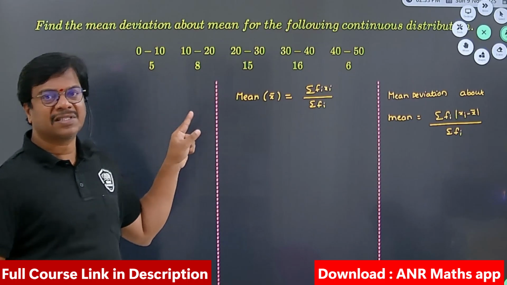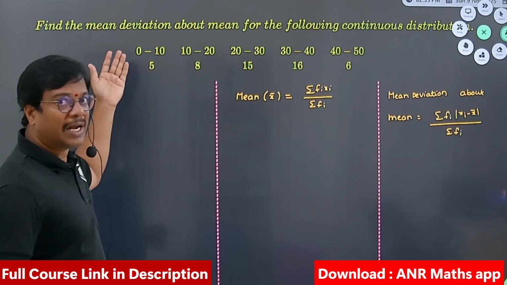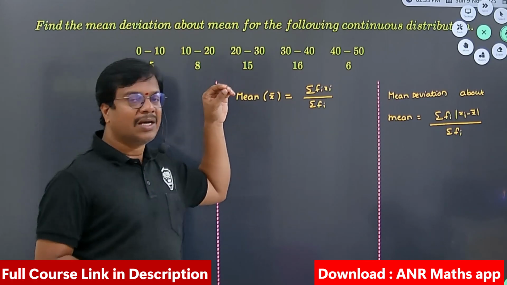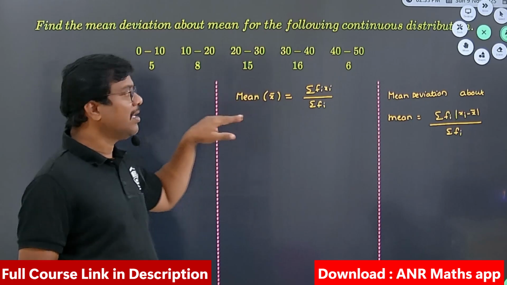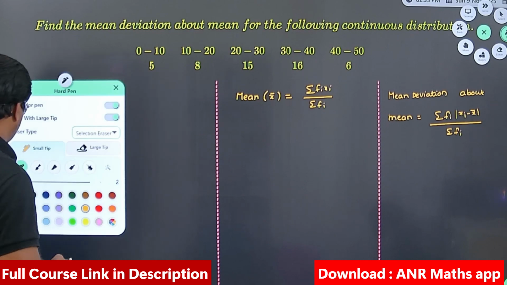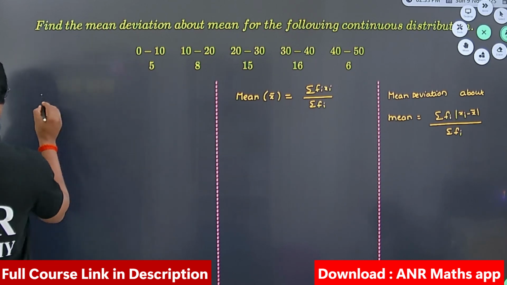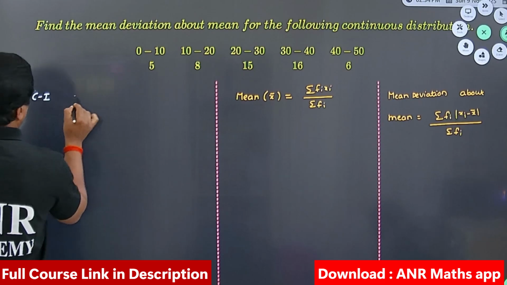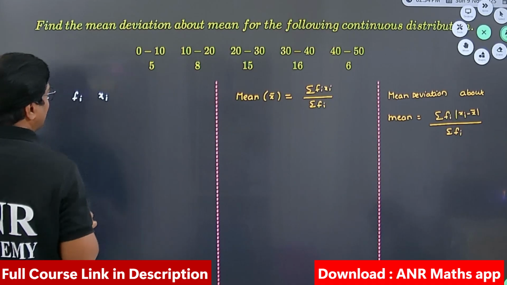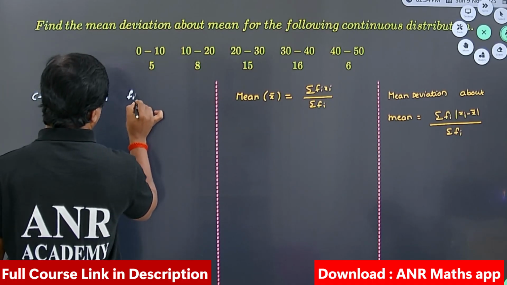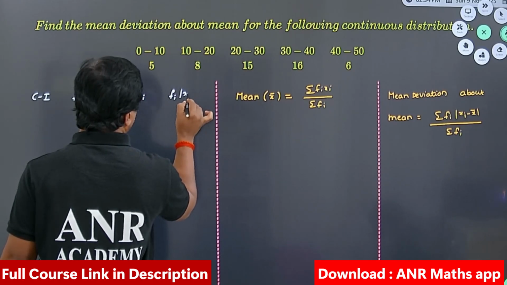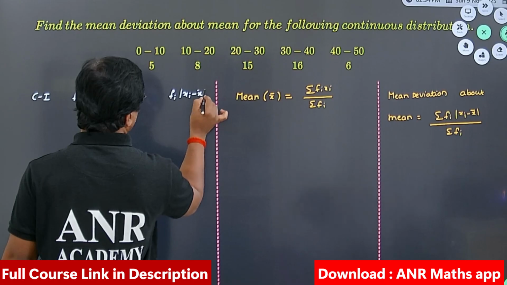In the mean formula you have frequencies and variables, but in the question you have class intervals and frequencies. Frequency you have, so it is enough to find first xi. Xi is clearly the mid value of the class interval. So develop a tabular form: given class intervals and their frequencies. After that, the mid value xi, and then Fi into xi. After that, the Fi into absolute xi minus x bar column.